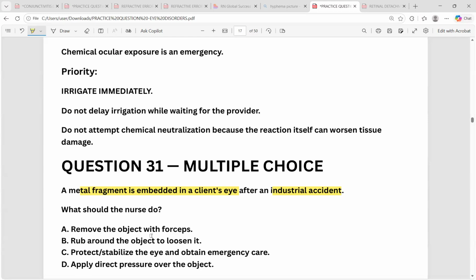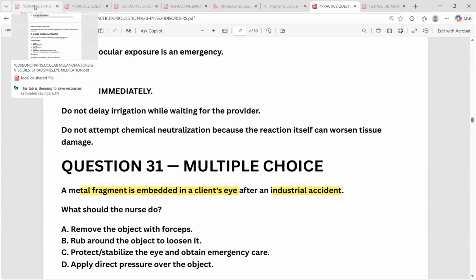Which can be your answer? Reading the scenario, which can be the expected condition here? It is a penetrating trauma, or penetrating eye injury. And what can be the correct action? What should the nurse do?